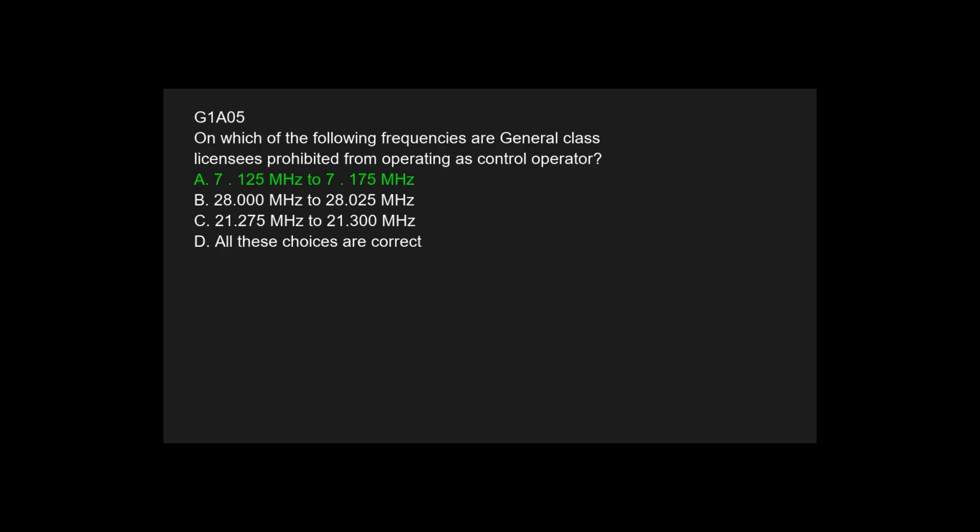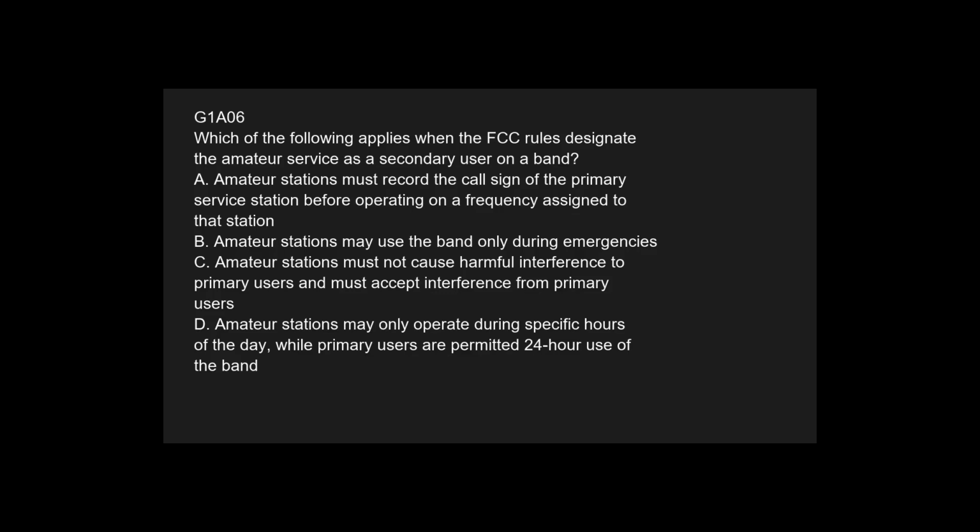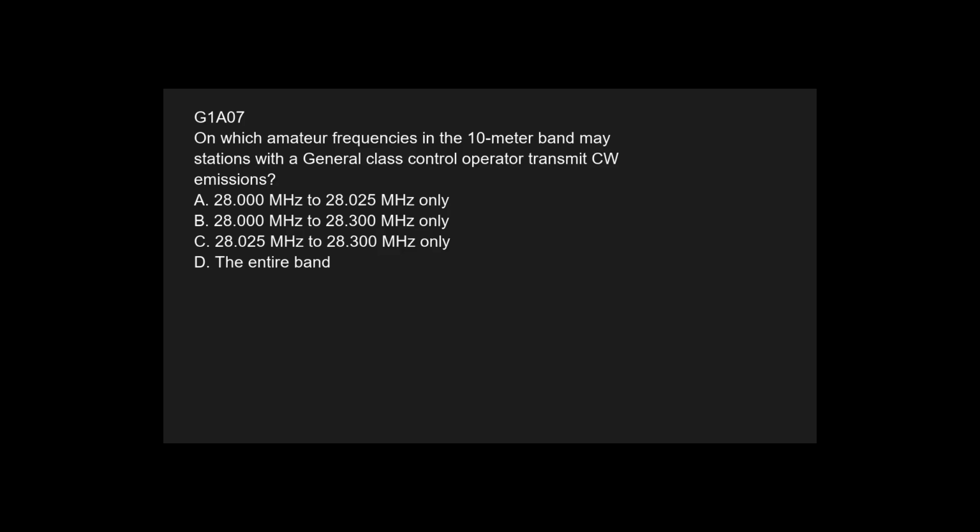Question: which of the following applies when the FCC rules designate the amateur service as a secondary user on a band? The correct answer is C. Amateur stations must not cause harmful interference to primary users and must accept interference from primary users. Question: on which amateur frequencies in the 10-meter band may stations with a general class control operator transmit CW emissions? The correct answer is D. The entire band.